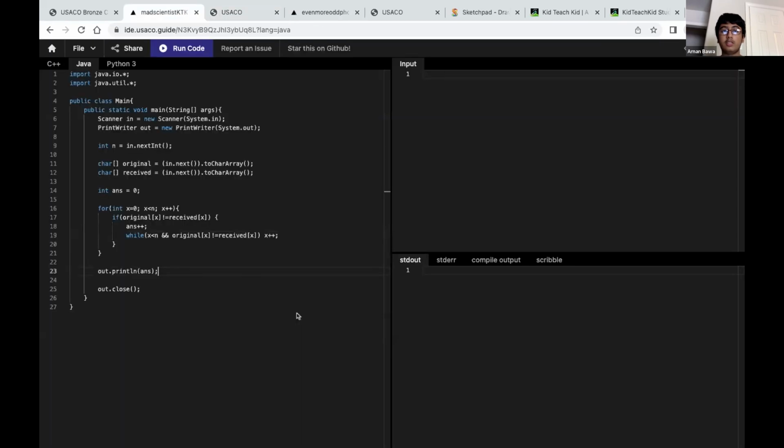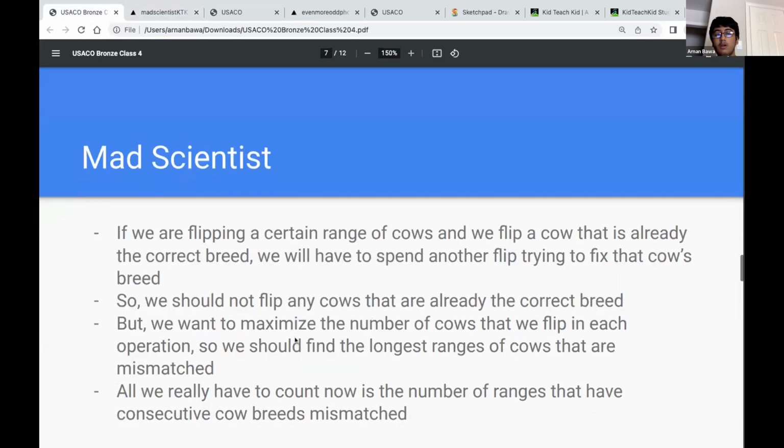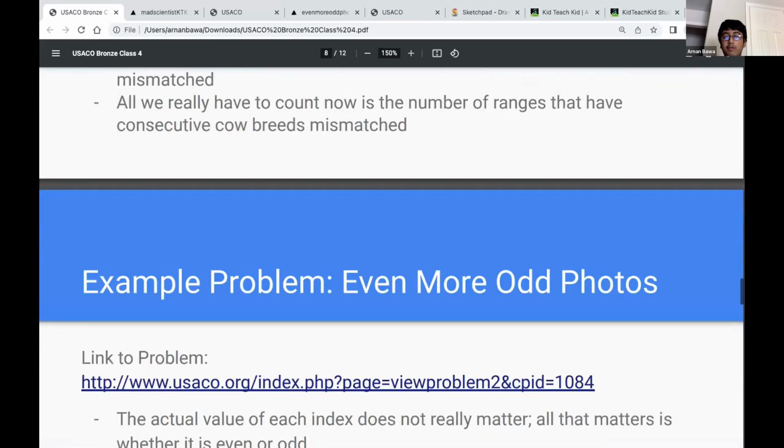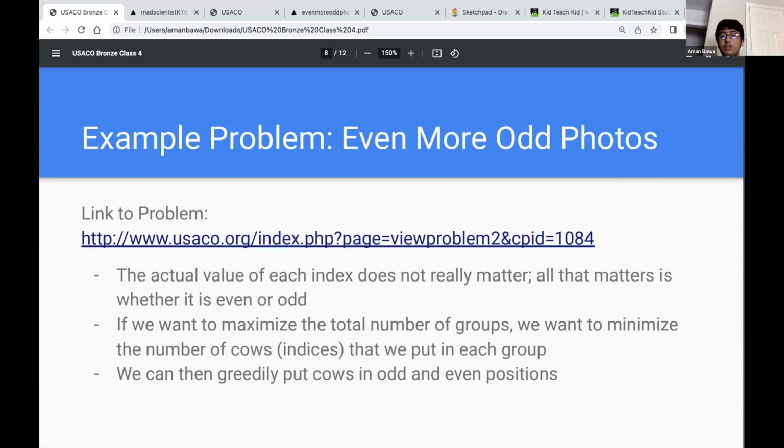And now let's test this. So it prints out 2. That's the answer. Okay, so that was the first example of a greedy algorithm where we used something about the situation to just build up to our answer. So here's another problem that we have. It's called even more odd photos.